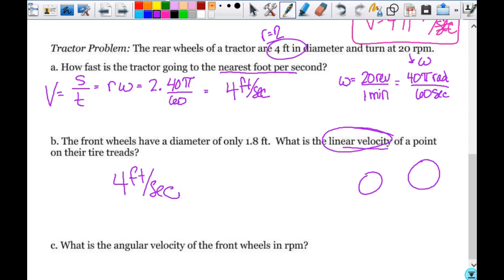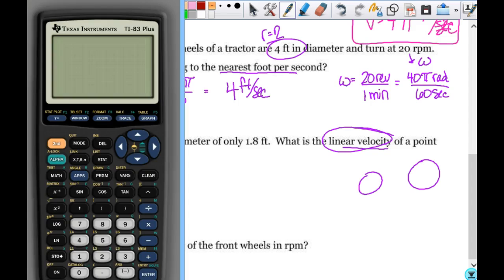But in order to, and I should have done it on this calculator. Let me get this up here. I'm sorry, but I have to keep my ringer on too, but of course I'm getting a bunch of stupid things. All right, I had to do 2 times 40 pi divided by 60. Okay, that's where I got that from, right? So that's where that 4 feet per second came from.